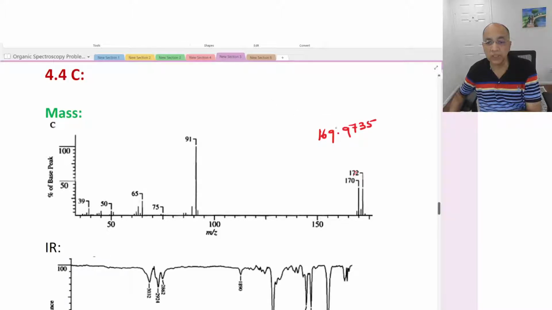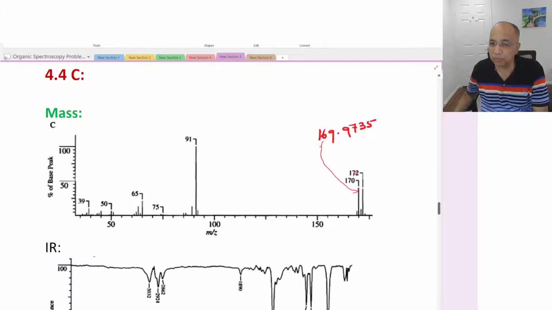This is not the data. So this is the M peak. The exact M peak data is 169.9735, but the mass number is 170, and this is the M plus 2 peak. This is M plus 2, and this is M. So they are almost of equal abundance, 1:1 ratio.